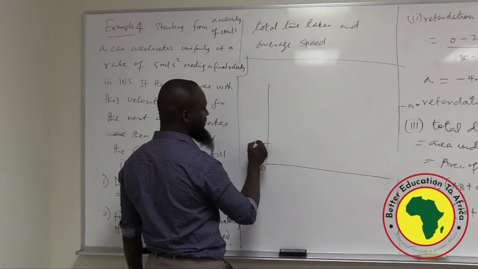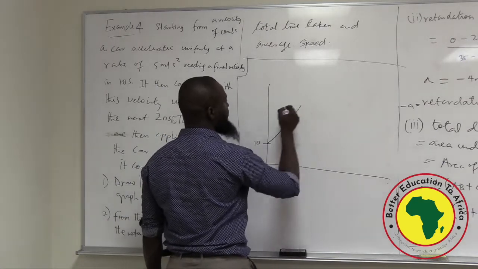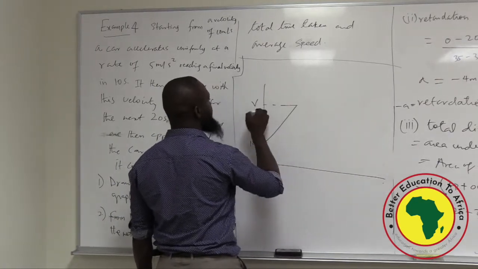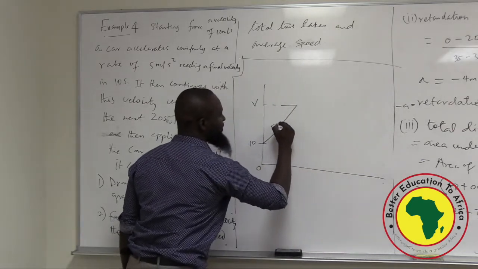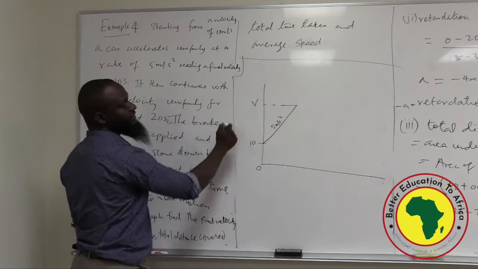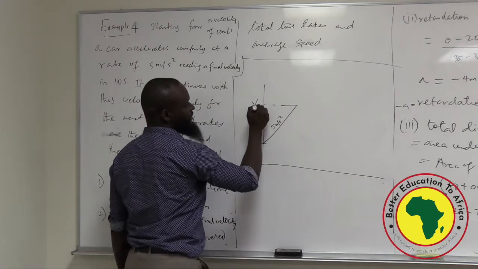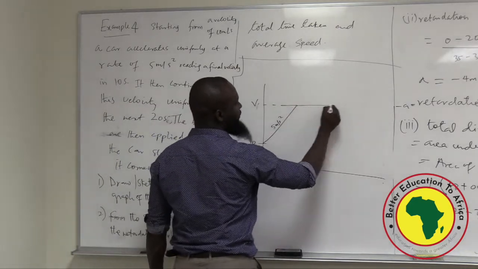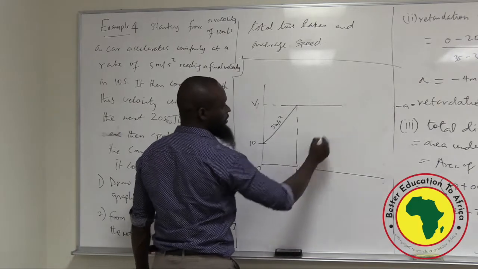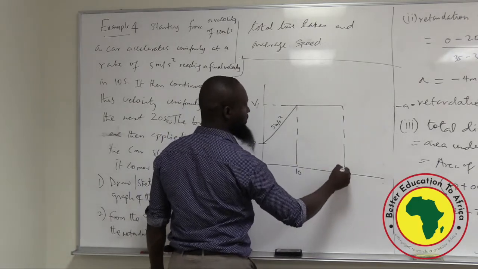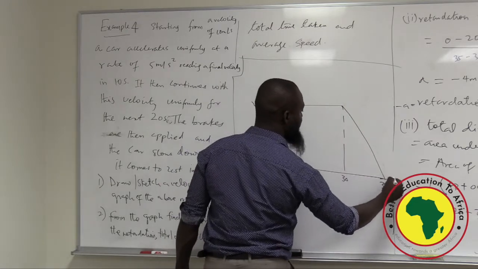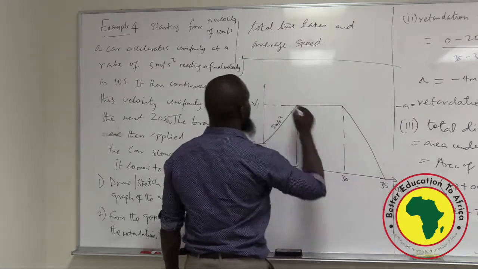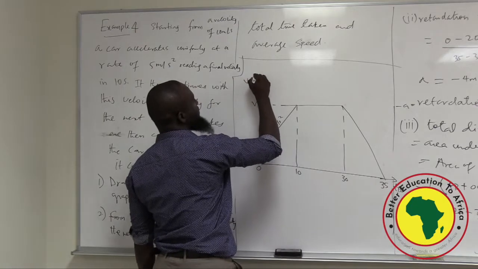So this is 0, let's say this is 10. And then it accelerates uniformly till it gets to a final velocity v, we don't know. But we are given the rate of the acceleration as 5 meters per second squared. We call it v. We continue at this velocity for another, this is 10 seconds, another 20 seconds, this is 30 seconds, before the brakes are applied, when it comes to rest in 5 seconds, this is 35 seconds. So this is your time t in seconds, and this is your velocity v in meters per second.